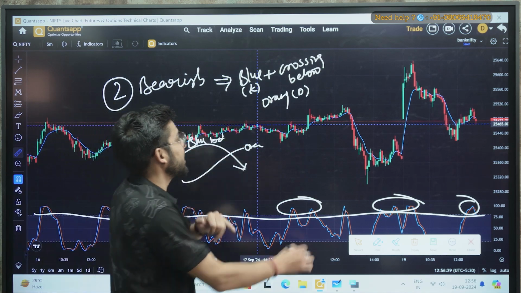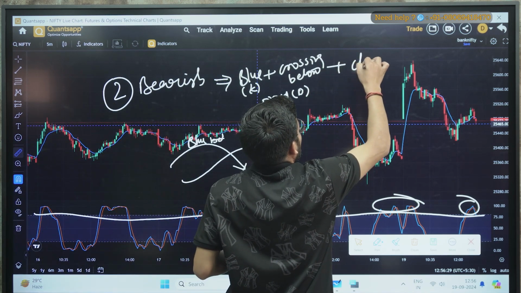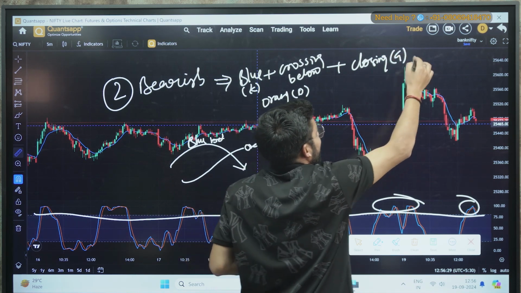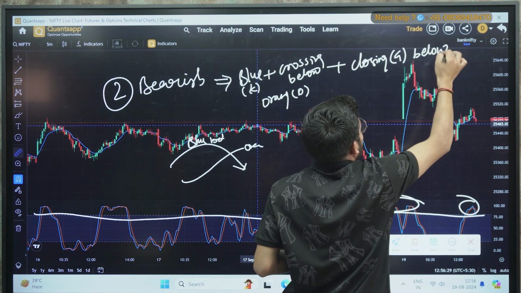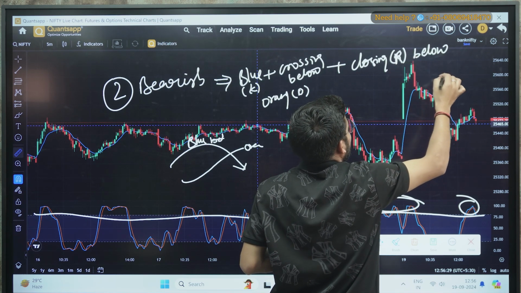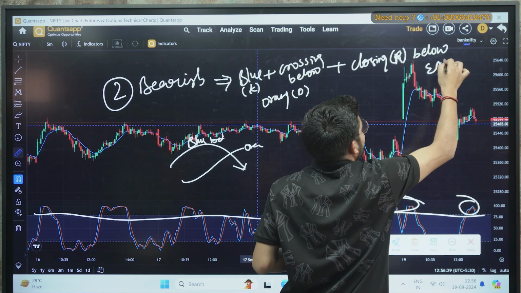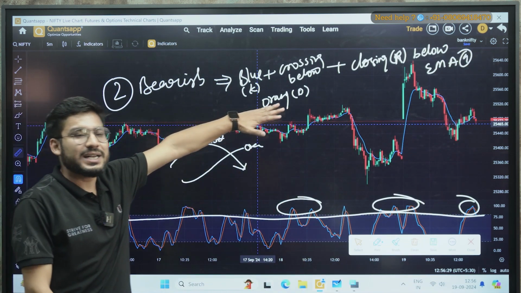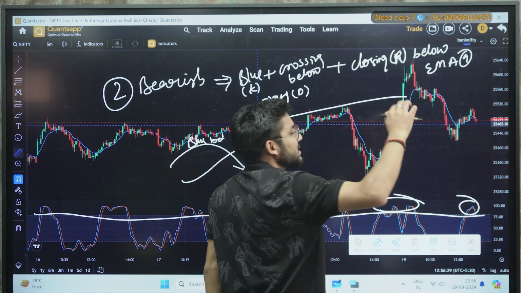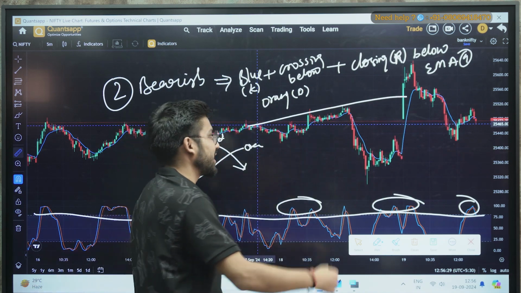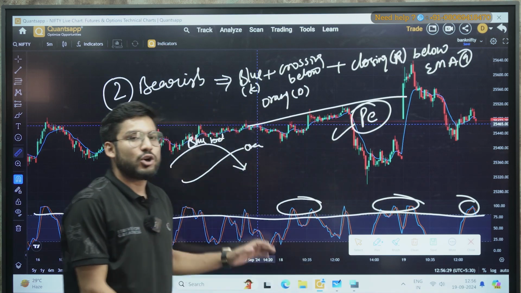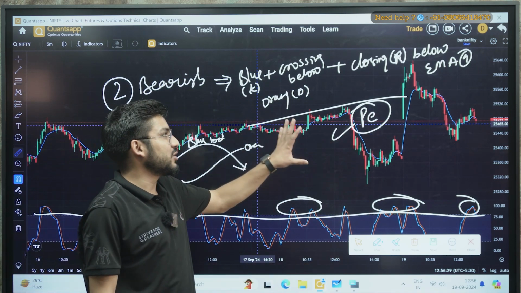Okay, along with it there is another condition. So your closing of, sorry, closing of red candle should be below EMA 9. Right, so this is my condition for the bearish market. Then you can either sell in the market, or you can also buy a put position in your particular trade. Right, so these are the two conditions.